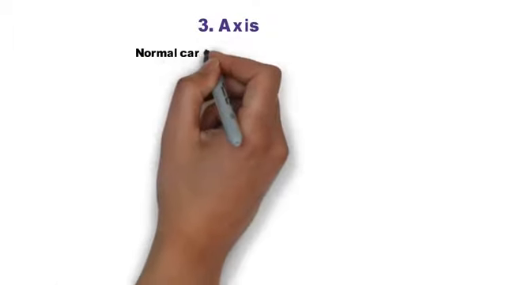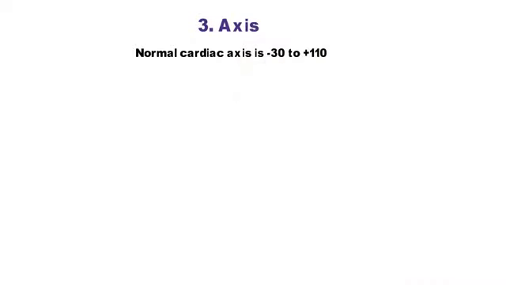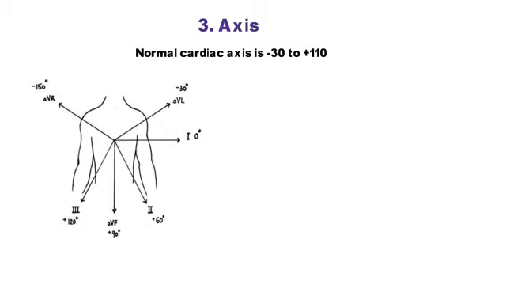Now step 3 is to calculate the axis. First of all, normal cardiac axis is from -30 to +110 degree. And to know about the axis, we first need to know about the 12 lead ECG. There are 3 bipolar leads, which are lead 1, lead 2 and lead 3. And 3 unipolar leads, which are augmented voltage leads, that is AVR, AVL and AVF. And there are 6 chest leads which are from V1 to V6.